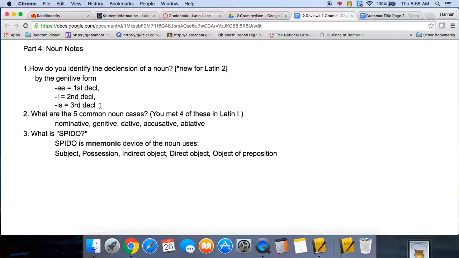Okay, let me tie it in with what you saw in Latin 1. In Latin 1, first declension were the A words. Second declension were the US words and a couple of ER words, and everything else made up third declension.